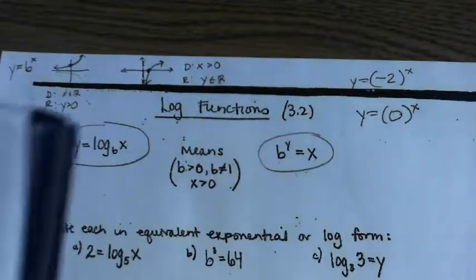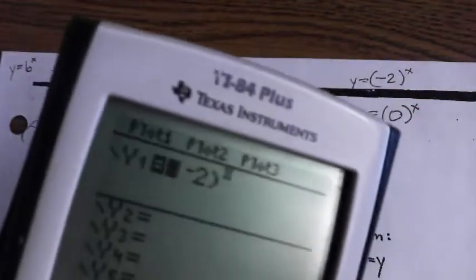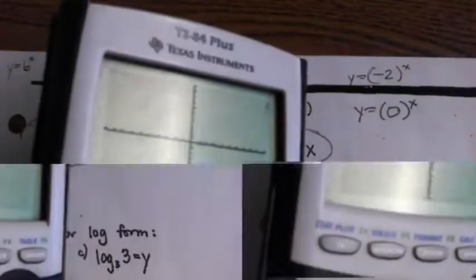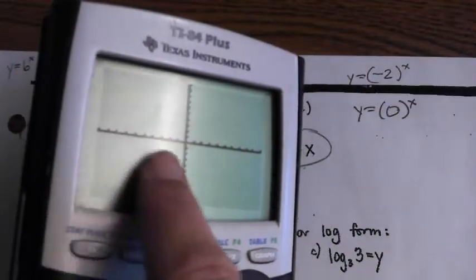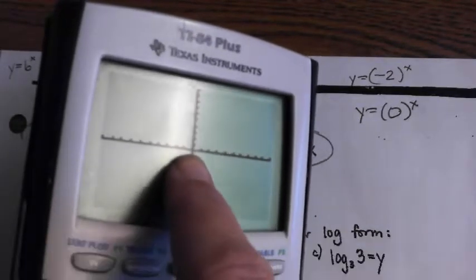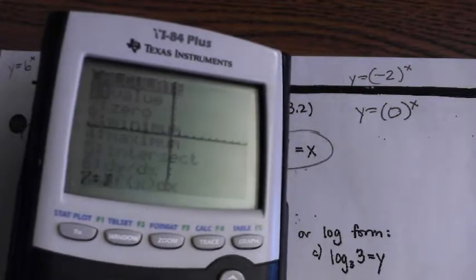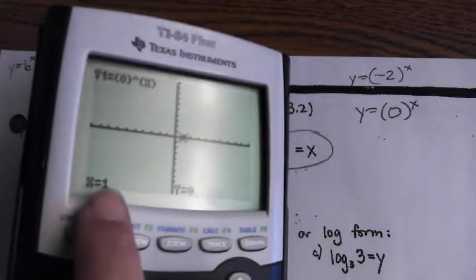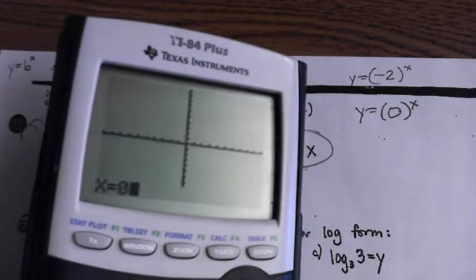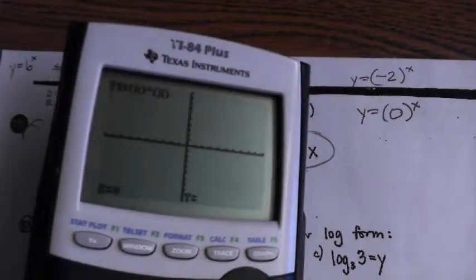So if I were to graph y equals 0 to the x power, it's going to give me a horizontal line. You're not going to see it because it's on the x-axis, with a hole at 0. So if I do second trace and type in an x of 1, I'm going to get the point (1, 0). If I do second trace, though, and a value of 0, I'm going to get a blank. 0, blank, because there's actually a hole there.